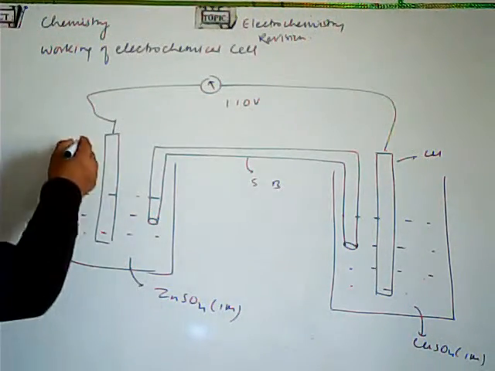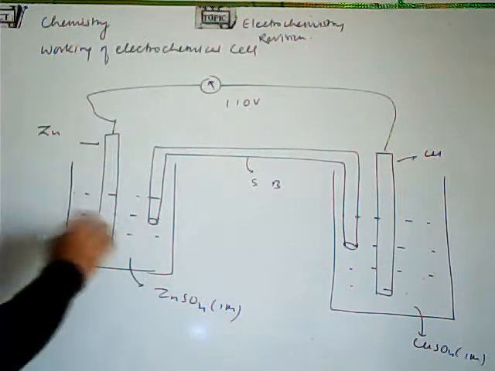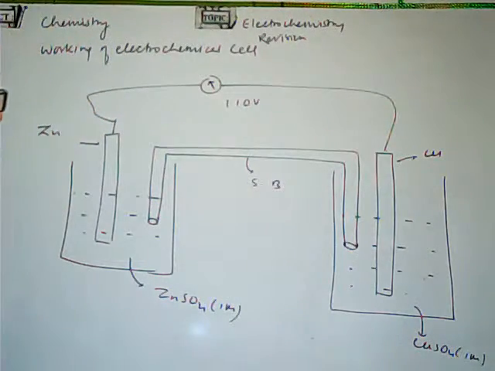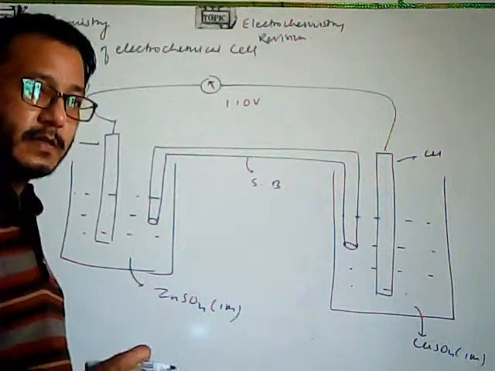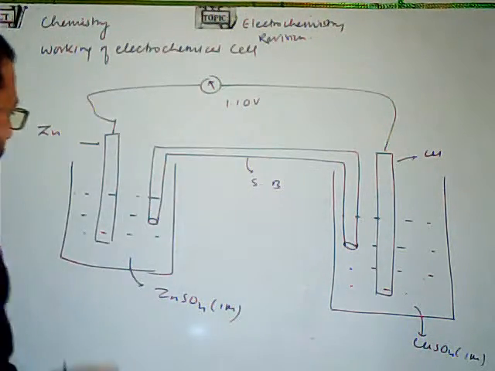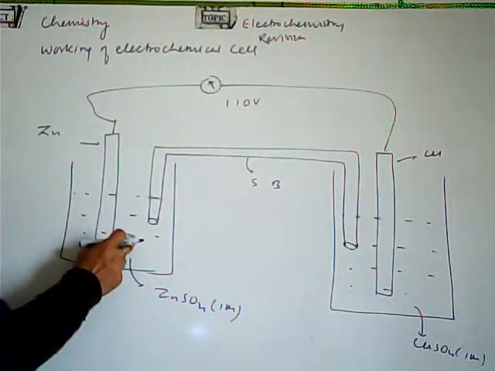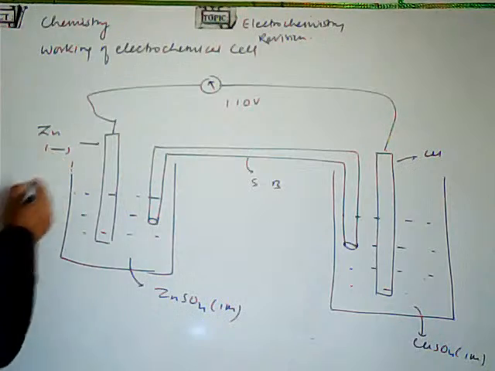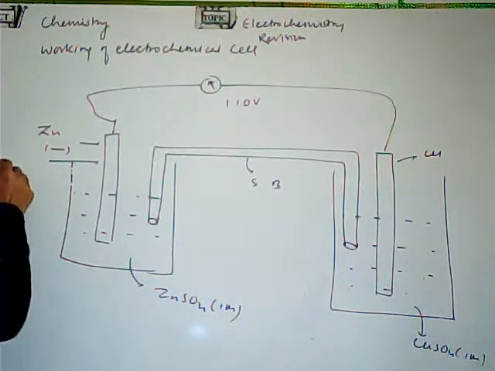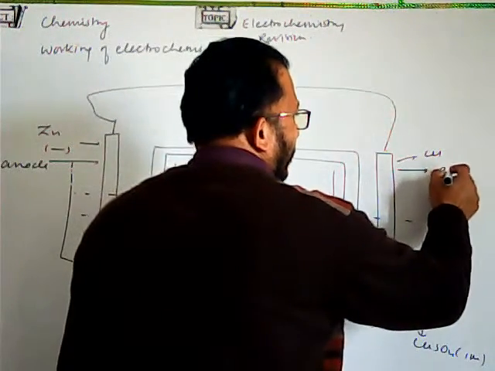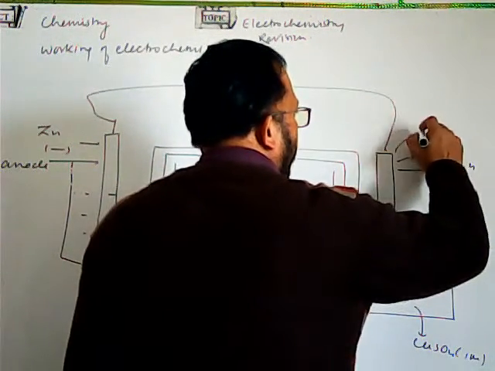This is your zinc in zinc sulfate solution, one molar we have taken. So the potential that we get here will be your standard cell potential. Now, in this case, this one is acting as the oxidation half cell. Oxidation is taking place here, this is negatively charged, and this will be your anode. The reduction is taking place here, and this is your cathode.